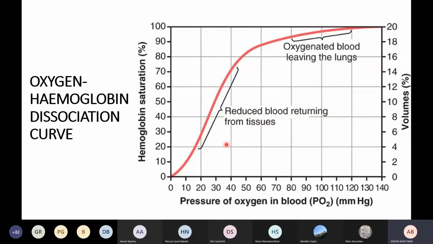Now, one of the most important things that you have to learn in today's class is this curve, the oxygen hemoglobin dissociation curve. So what is this? Here it shows the relationship between the partial pressure of oxygen in blood, which is expressed in millimeter of mercury, you can see on the x-axis, with the hemoglobin saturation. That means oxygen saturation of hemoglobin. So how much of the hemoglobin is saturated with oxygen is shown on the y-axis, right?